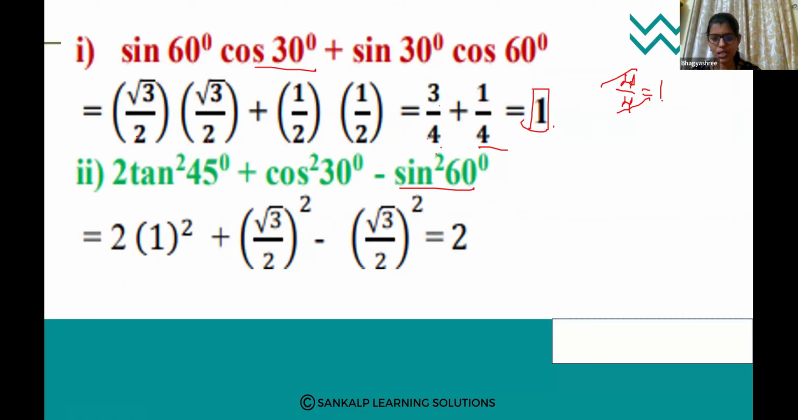So 1 square plus cos square 30 degree, root 3 by 2 whole square, minus sin 60 degree is root 3 by 2, whole square. 2 into 1 square is 2, plus root 3 square is 3 divided by 2 square is 4, minus root 3 square is 3 divided by 2 square is 4. Plus 3 by 4 minus 3 by 4 will get cancelled. You will get 2. Easy? Understood?